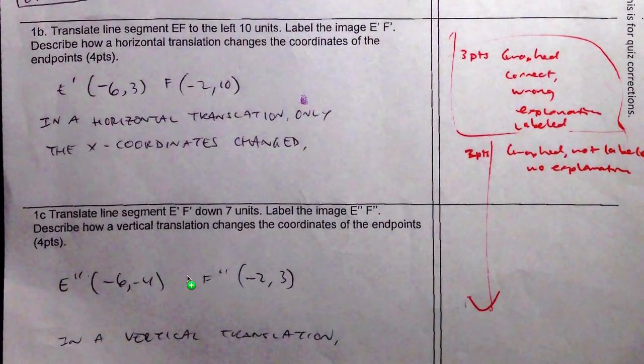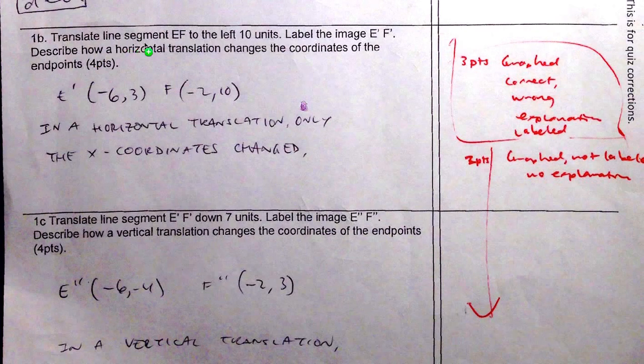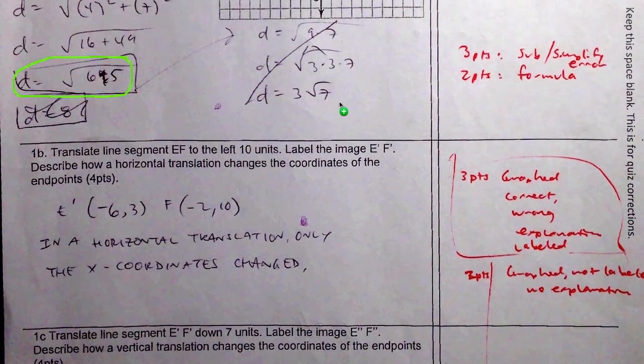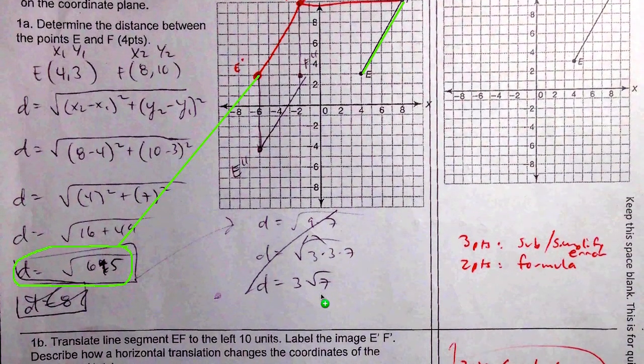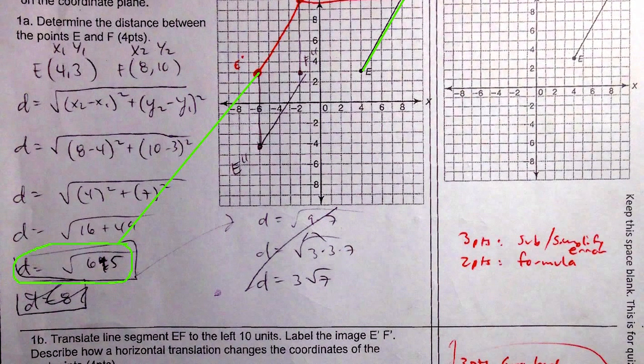Question 1b. Translate the line segment EF, so you start at EF, to the left 10 units. Label the image E prime, F prime. Describe how the horizontal translation changes the coordinates of the endpoints. So you're going to go up to EF. There you go. I'm counting left 10, this direction. And there it says label the image E prime, F prime. So there's E prime. And then F prime. So there are my two new coordinates.